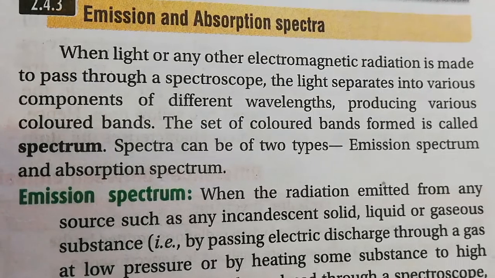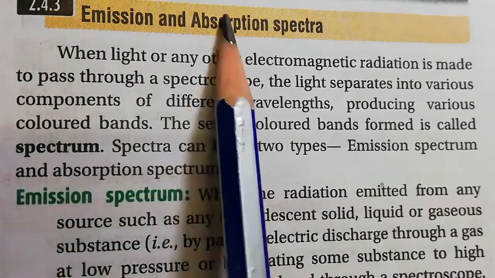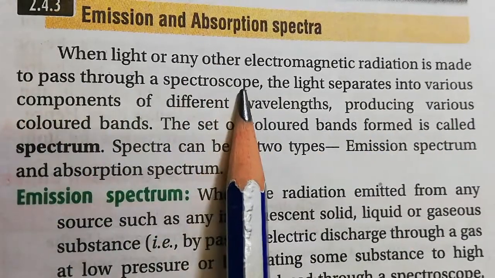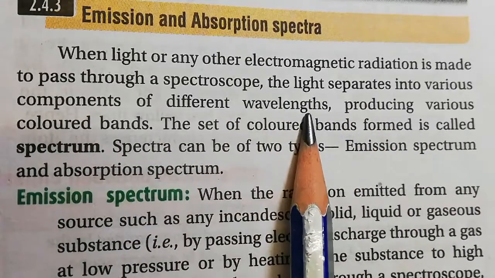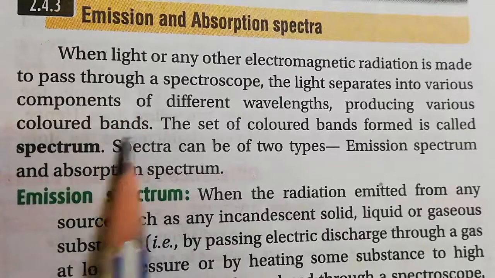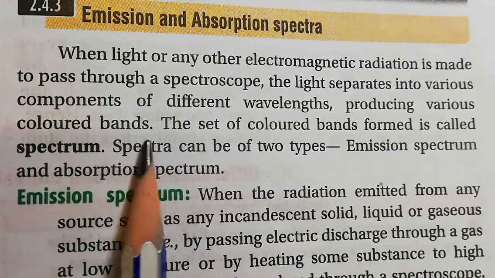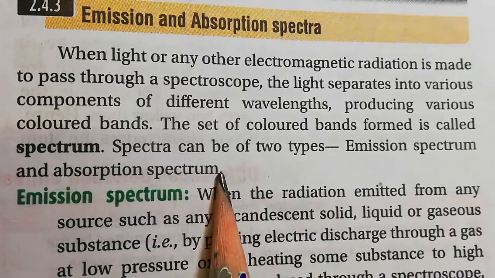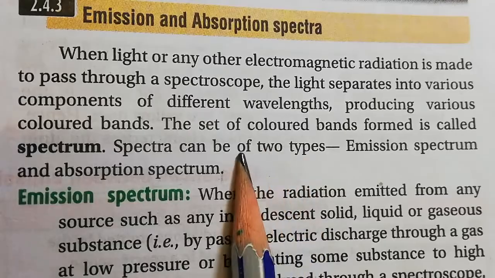Now we shall study emission and absorption spectra. When light or any other electromagnetic radiation is made to pass through a spectroscope, the light separates into various components of different wavelengths, producing various colored bands. The set of colored bands formed is called spectrum, and the spectra can be of two types, emission spectrum and absorption spectrum. And how it is formed, I will show you right now.